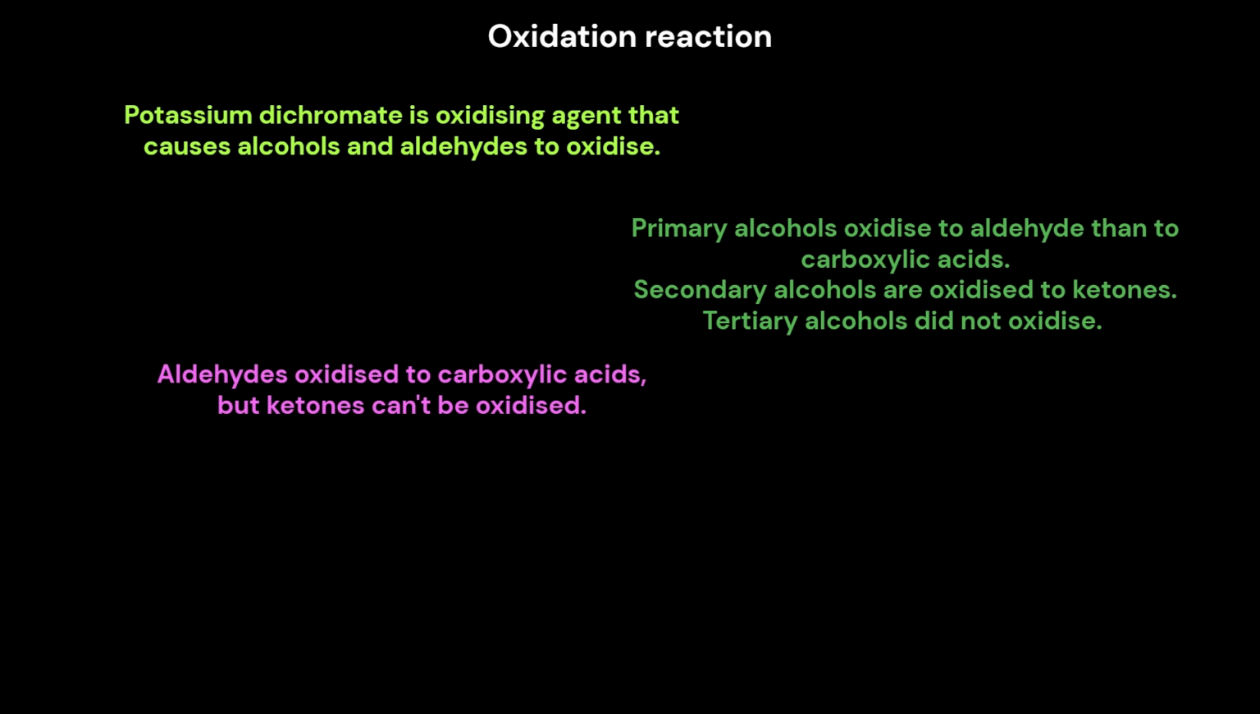Oxidation reactions. Potassium dichromate is an oxidizing agent that causes alcohols and aldehydes to oxidize. Primary alcohols oxidize to aldehydes, then to carboxylic acids. Secondary alcohols are oxidized to ketones. Tertiary alcohols do not oxidize. Aldehydes oxidize to carboxylic acids, but ketones can't be oxidized.